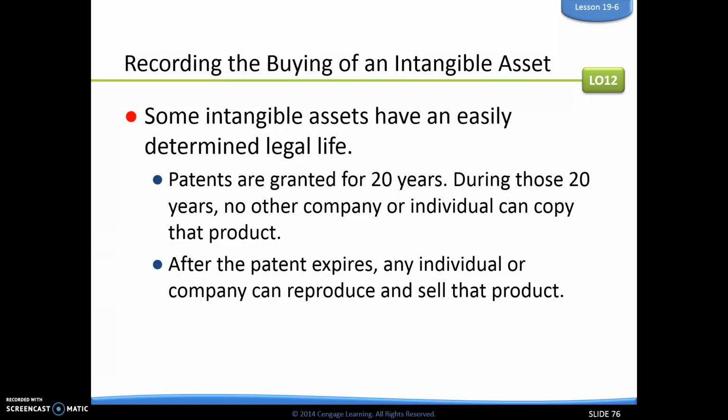So when it comes to intangible assets, sometimes they're very easy to determine a legal life, we call it, and sometimes we have to determine what would be useful for them. In the situation that we're working with, we're going to work with a patent, and patents have very easily determined legal lives because, according to the information, they have 20 years where no other company or individual can copy that product. However, after those 20 years are up and the patent expires, any individual or company can reproduce and sell that same product. So it's actually the right to not have any other company or individual copy. That's what is of value when we're talking about intangible assets.